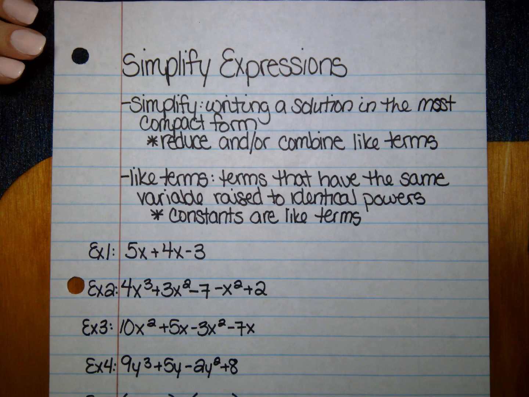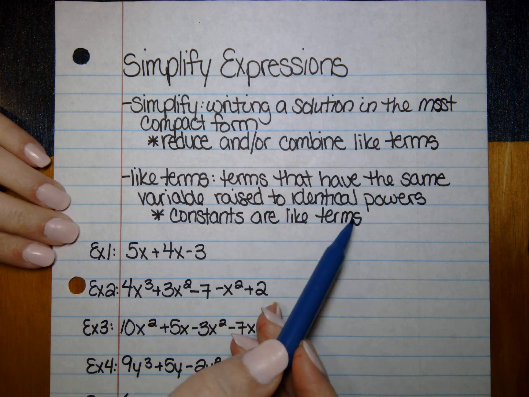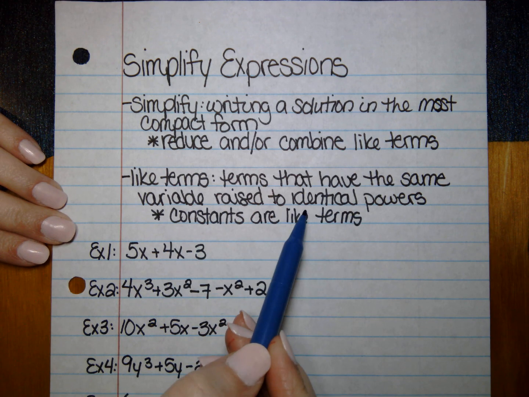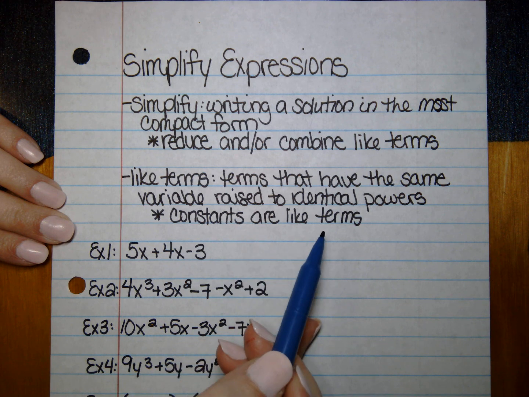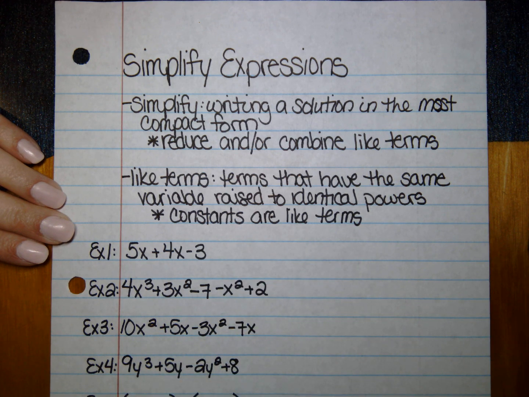Simplifying expressions. If you recall, when we simplify, that means to write a solution in the most compact form, or in this case we're going to reduce as much as we can or combine like terms. Again, a little review. Like terms are terms that have the same variable raised to identical powers. All constants are like terms because they don't have a variable attached to them.